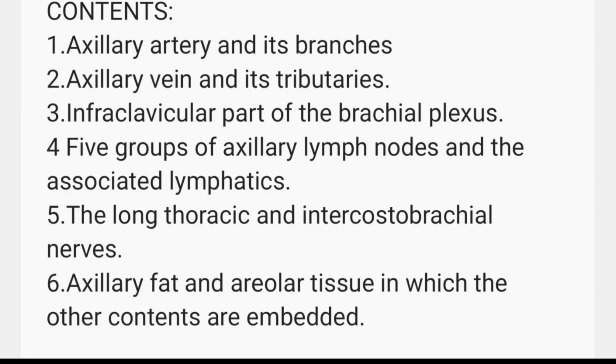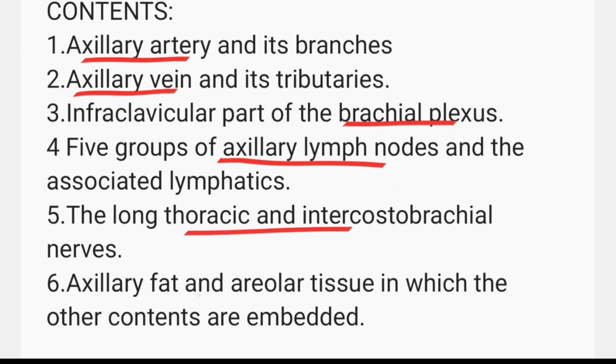About the contents: axillary artery and axillary vein and their branches, the infraclavicular part of the brachial plexus, and five groups of axillary lymph nodes, also long thoracic and intercostobrachial nerves, axillary fat and areolar tissue.